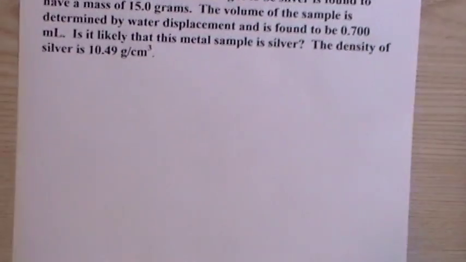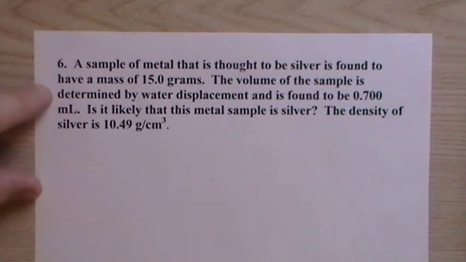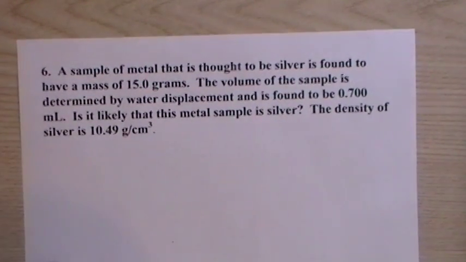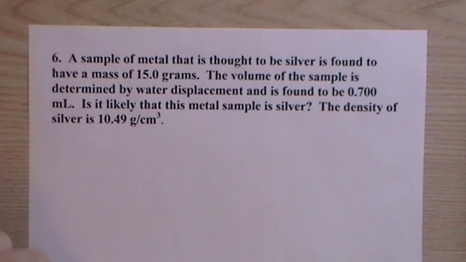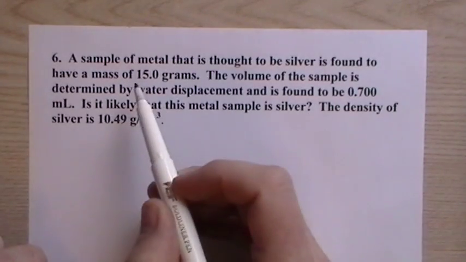Here's another type that comes up where once you find the density, you have to determine if the substance you're dealing with is a particular kind of substance. It happens a lot, where you find the density and you have to determine the substance from a table of densities. Here it's a little easier than that, but same kind of thing.